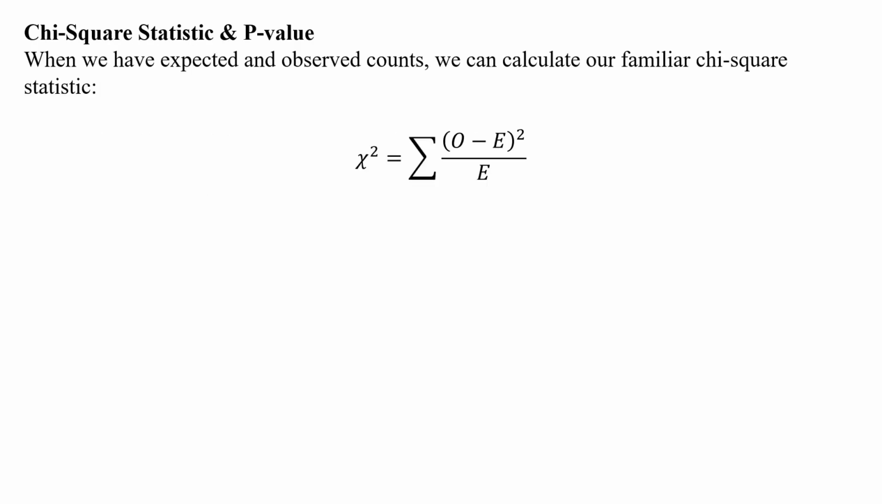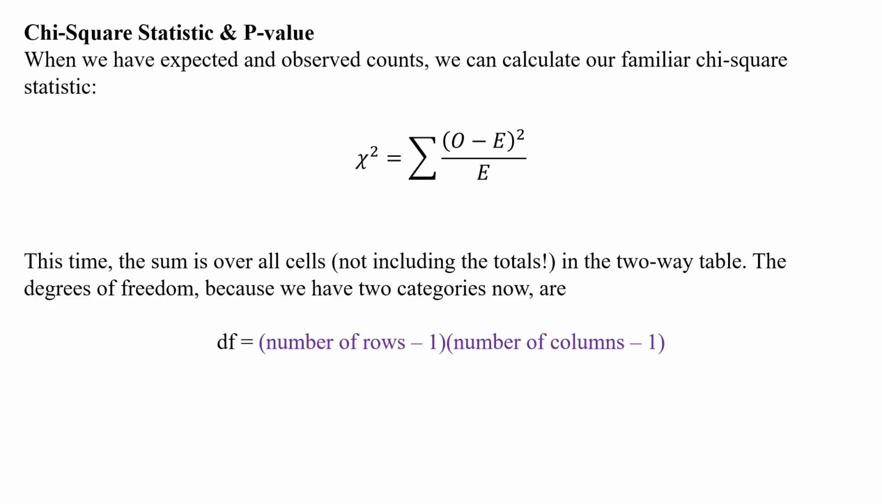And then what do we do? Well, we calculate our chi-squared statistic and our p-value. And the nice thing about the homogeneity test is the chi-squared statistic and p-value are calculated the same way as our goodness of fit test. So we still have our familiar chi-squared statistic. This time, though, the degrees of freedom, because we have 2 categories now, or 2 variables, are going to be just calculated a little differently.